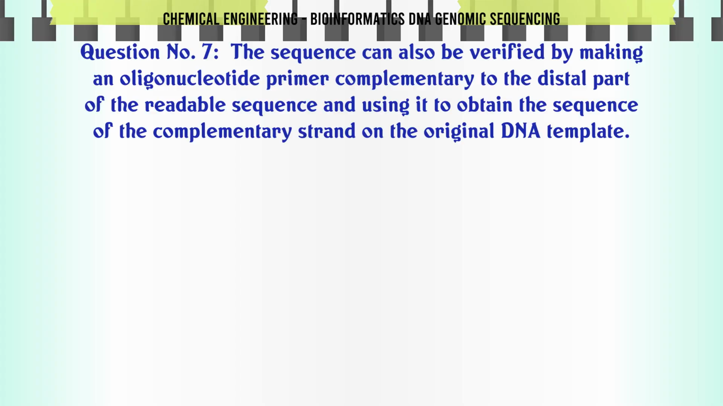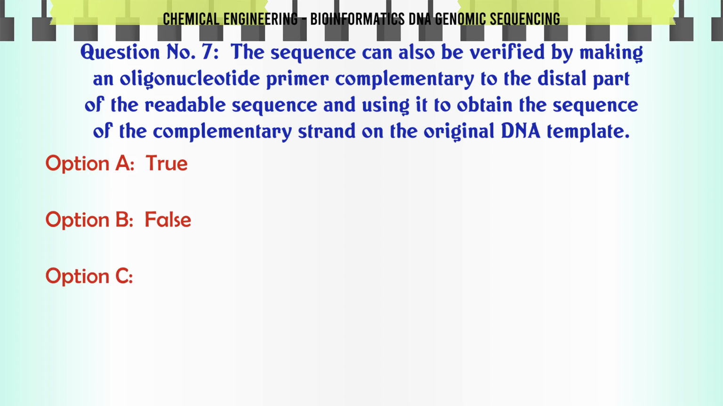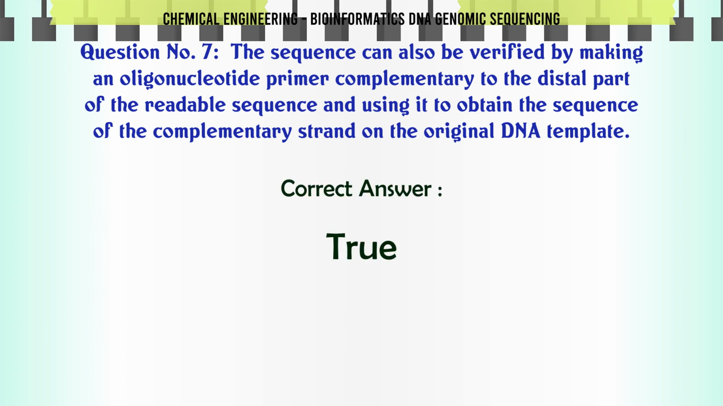The sequence can also be verified by making an oligonucleotide primer complementary to the distal part of the readable sequence and using it to obtain the sequence of the complementary strand on the original DNA template. A. True, B. False. The correct answer is true.